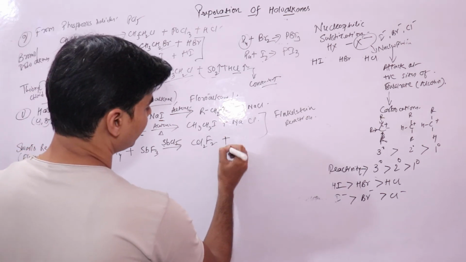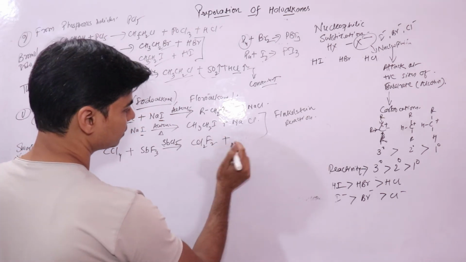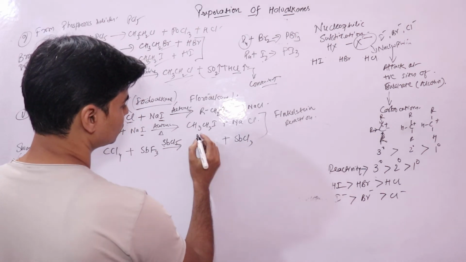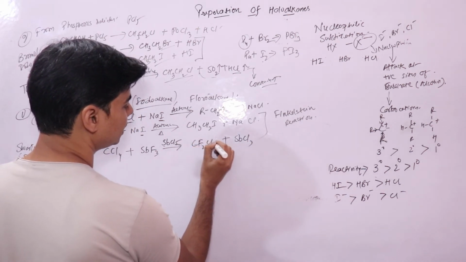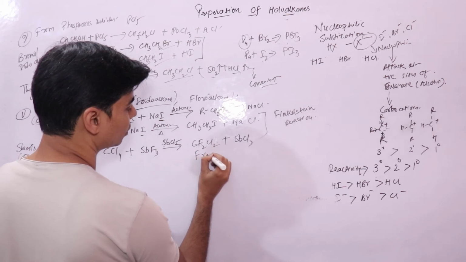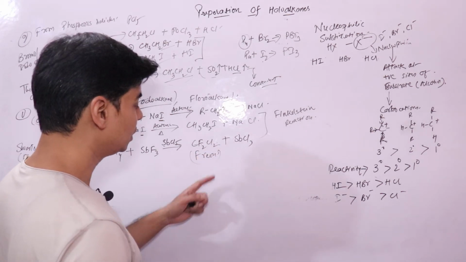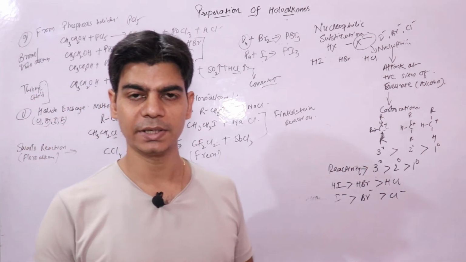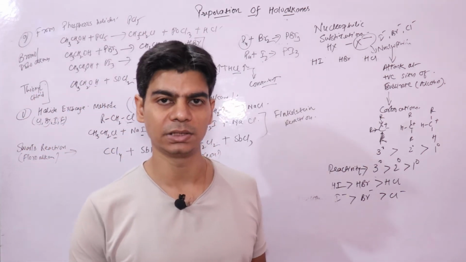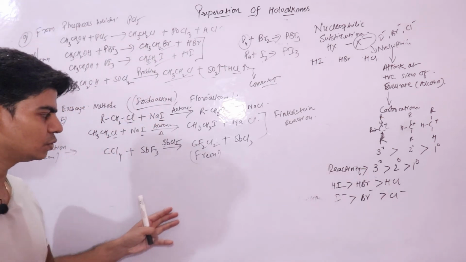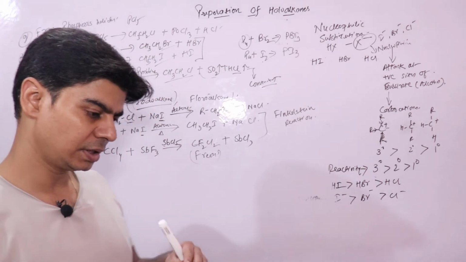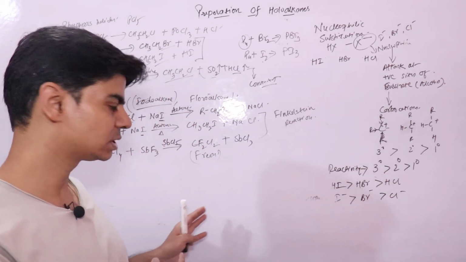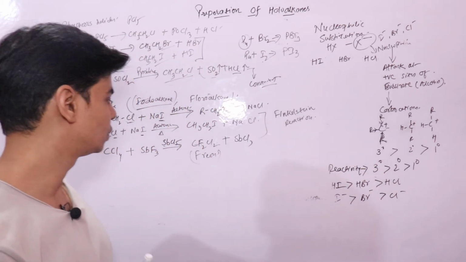Right, you write it as CF2Cl2, or you can write SbCl3 like this also. This is your Freon gas, which is mainly used in refrigerators and air conditioners. Nowadays this is not used in refrigerators because it destroys the ozone layer. Its use is discouraged because it destroys the ozone layer.